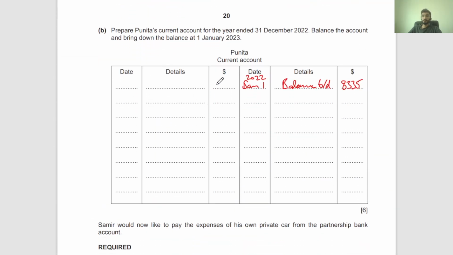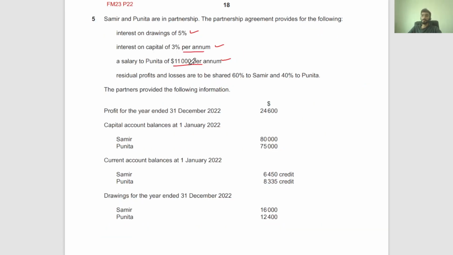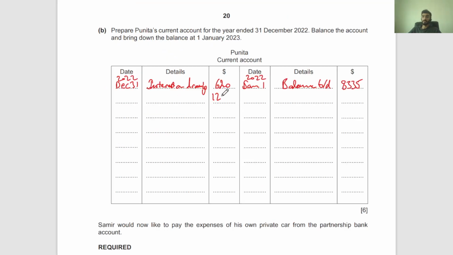Interest on drawings. Okay, we put the last date because we don't have any specific dates. Happened June 2022. Don't forget, you also put the drawings figure, not just interest on drawing. You also put the drawings figure in the current account. 12,400 goes there. 12,400 goes there as well. That's drawings for the year. Same date, so no need to update.